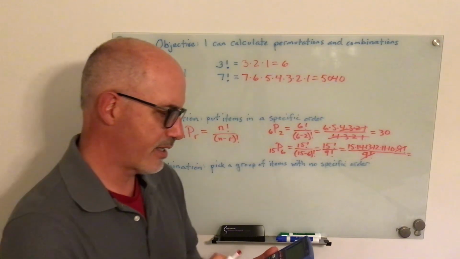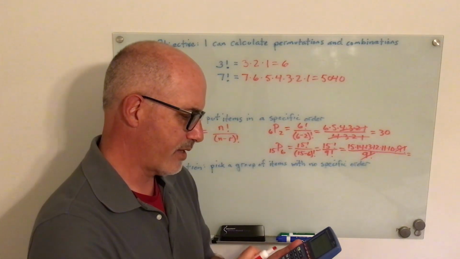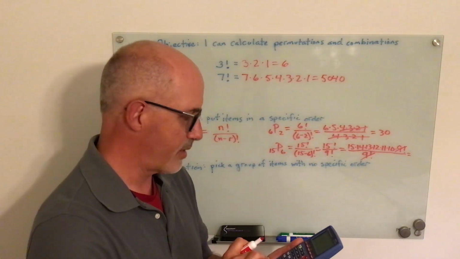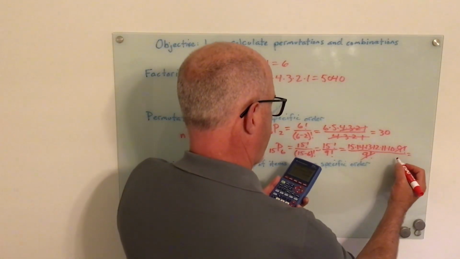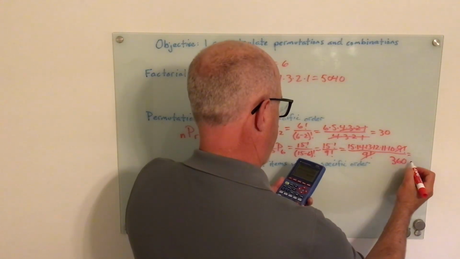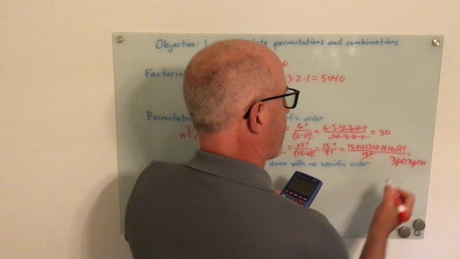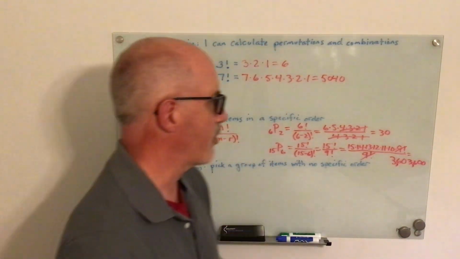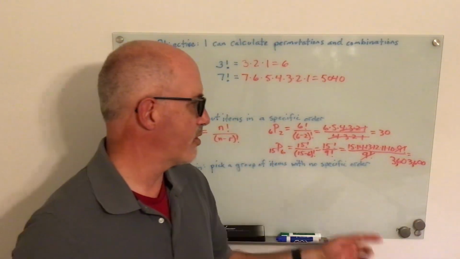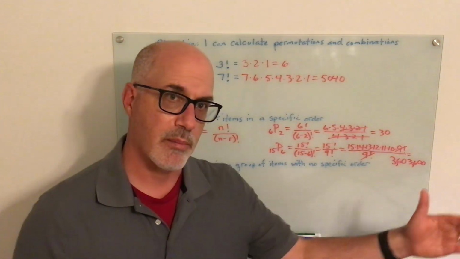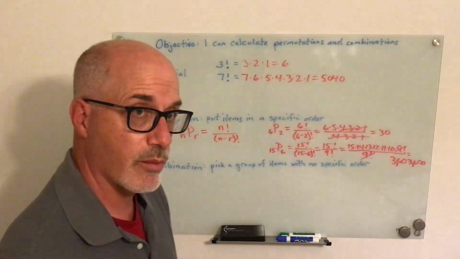Let's try 15 times 14 times 13 times 12 times 11 times 10, and the number becomes 3,603,600. Okay, that's how many different ways you could take a group of 15 students and give 6 places, the first 6 places, say in a race or something like that. The number of different ways. That's a lot of different ways.